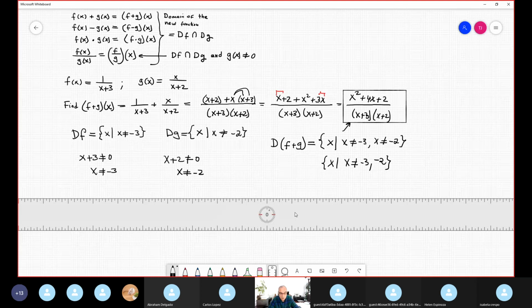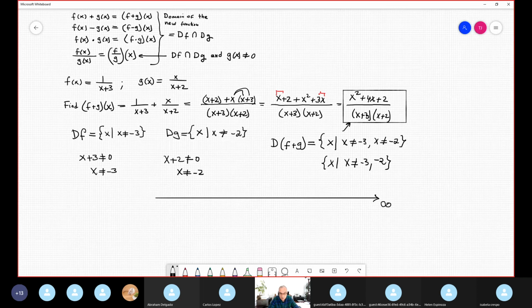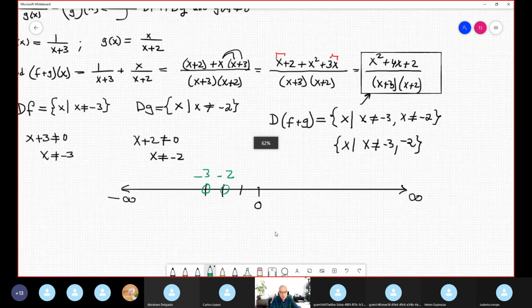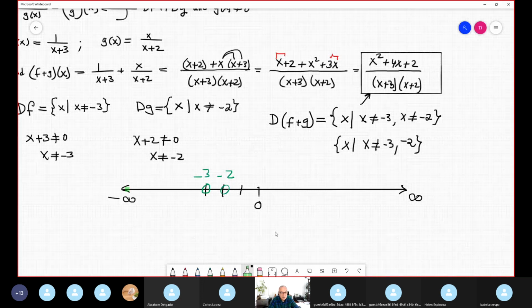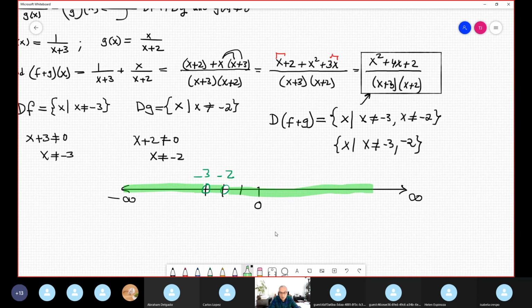Okay, this is my famous real number line. This is positive infinity. This is negative infinity. This is 0 in the middle. And we have two bad guys, negative 2 and negative 3. Negative 1, negative 2, and negative 3. So basically, we have a hole here and here, at negative 2 and negative 3. And the rest is okay. So the rest is this, this, and this is okay.